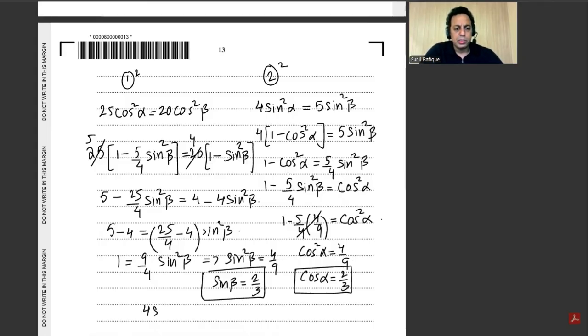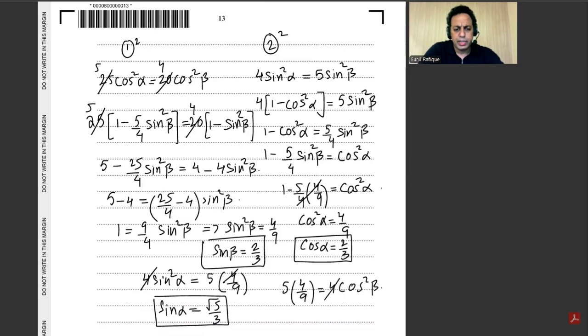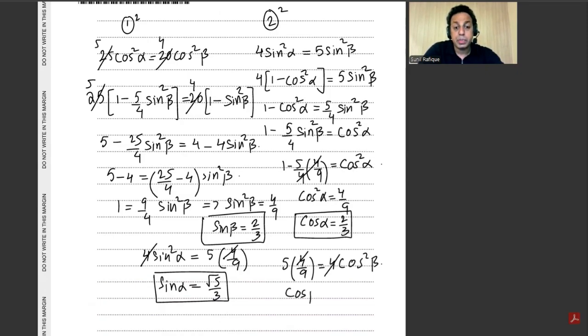So 4 sine squared alpha will be 5 sine squared beta, which is 4/9. Let's get rid of these. And sine alpha then will be root 5 over 3. Let's box this as well. And I can use cos alpha and that equation, this one. So 5/4 and 5: that's going to be 5 times 4/9 equals 4 cos squared beta. 4 cancels 4. So cos beta will be root 5 over 3 as well.